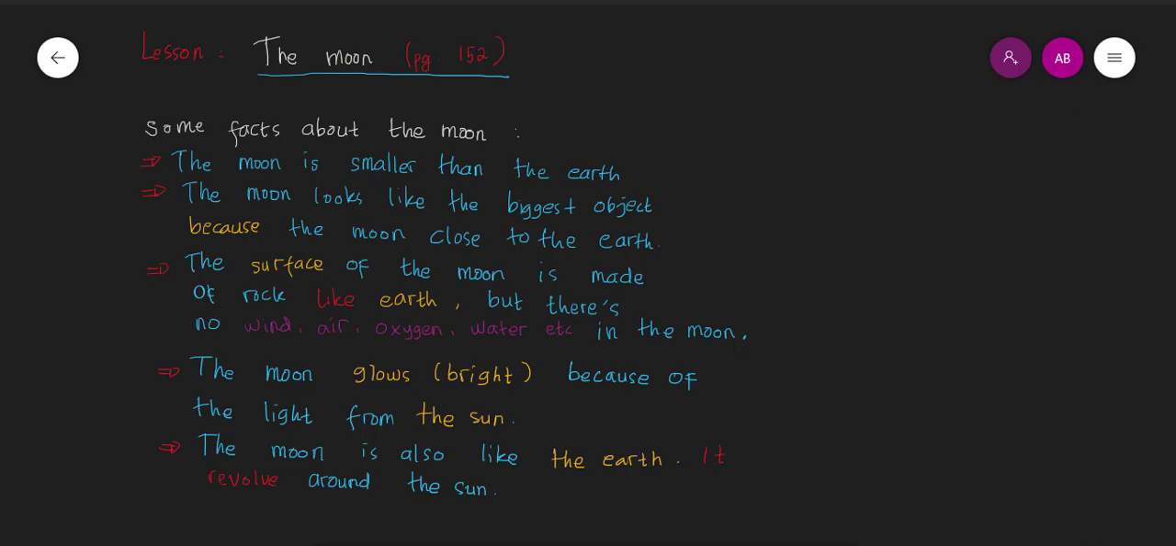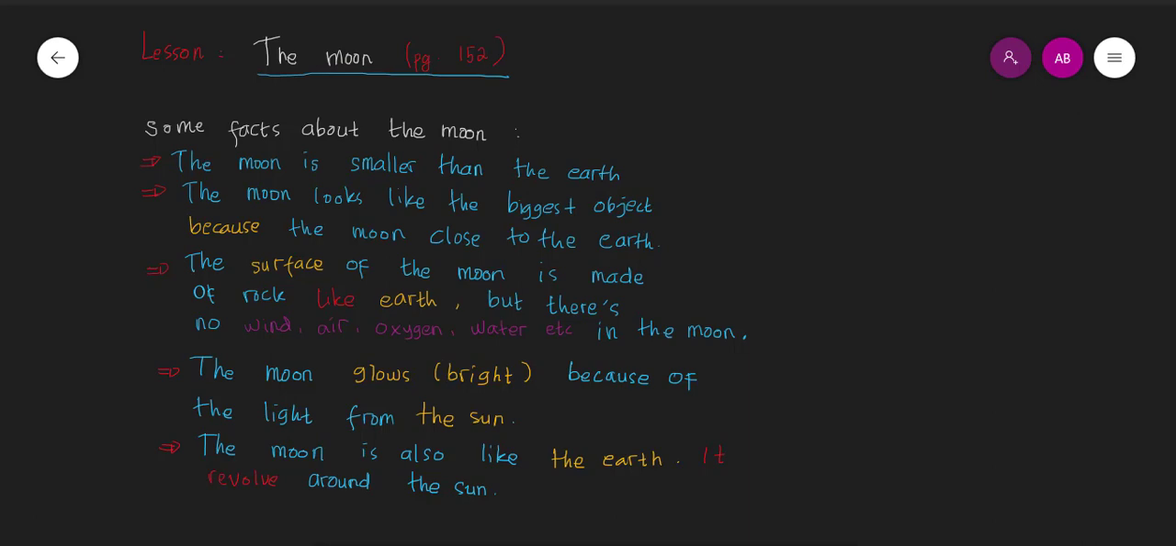And then the surface of the moon is made of rock. Of course, it's like the Earth, but there's no wind, air, oxygen, water, etc. on the moon. There's no clouds, there's no trees, and there's no living things. You have to remember that living things can only live on the Earth. You can forget about that. And there's no alien also, because the alien is actually a fantastical thing made by humans. Okay, kids? And I continue.